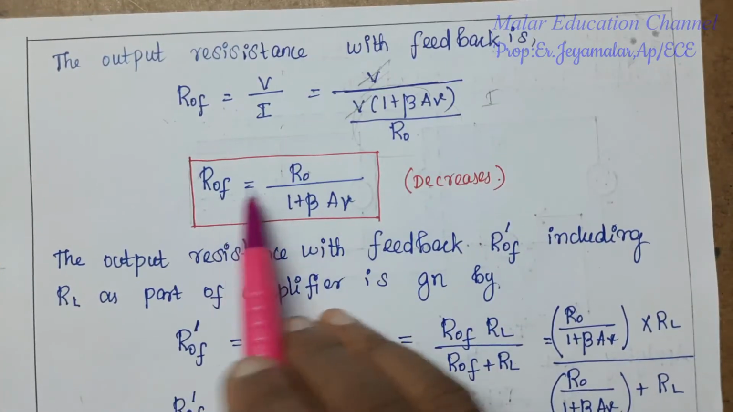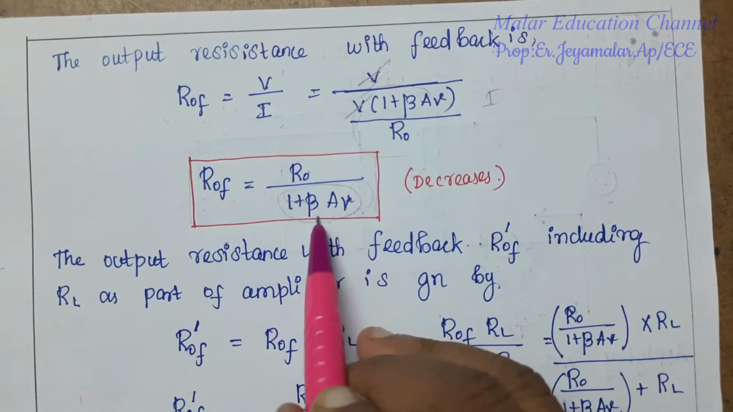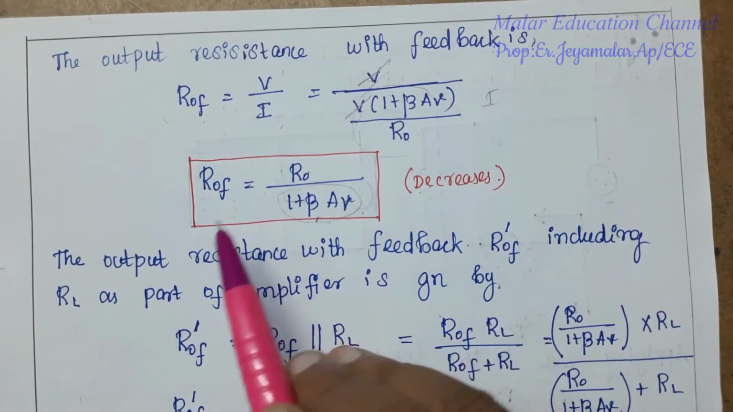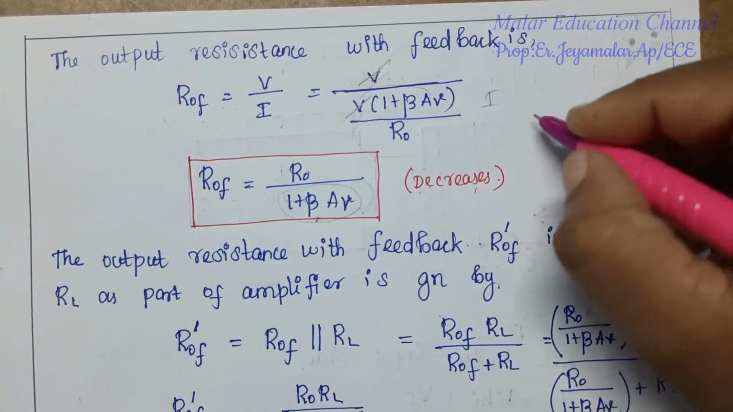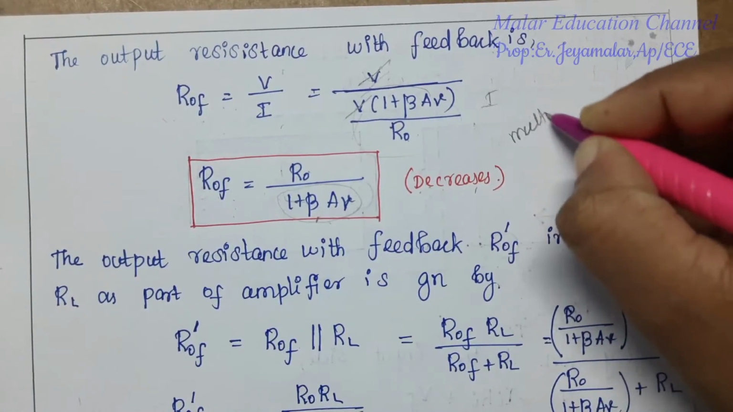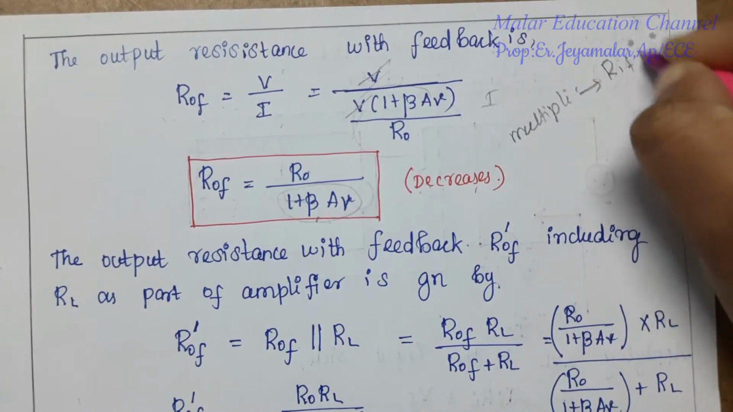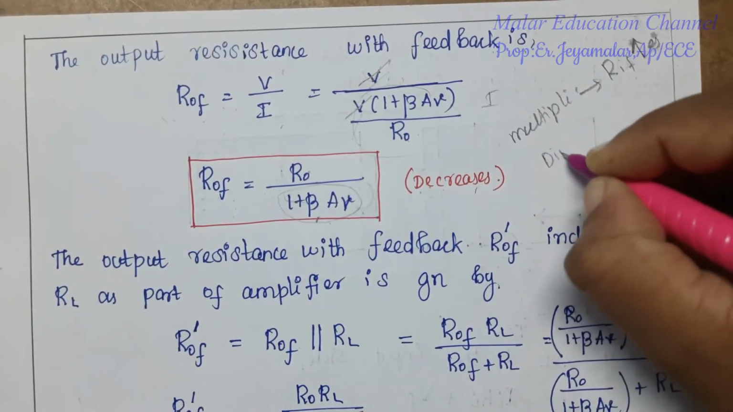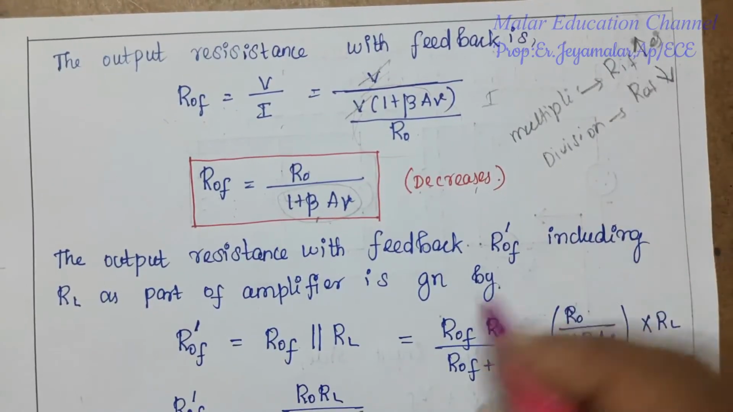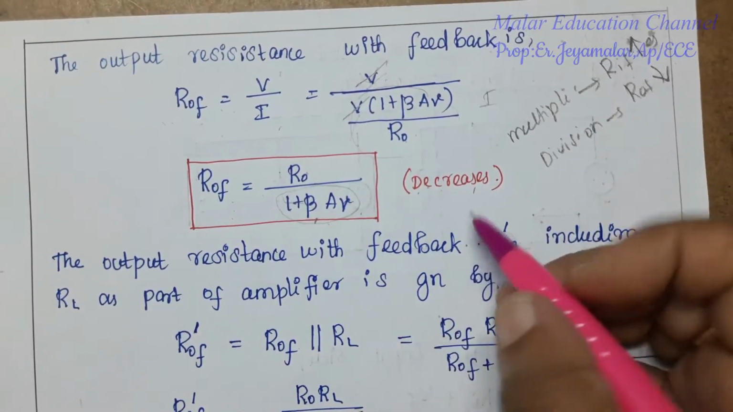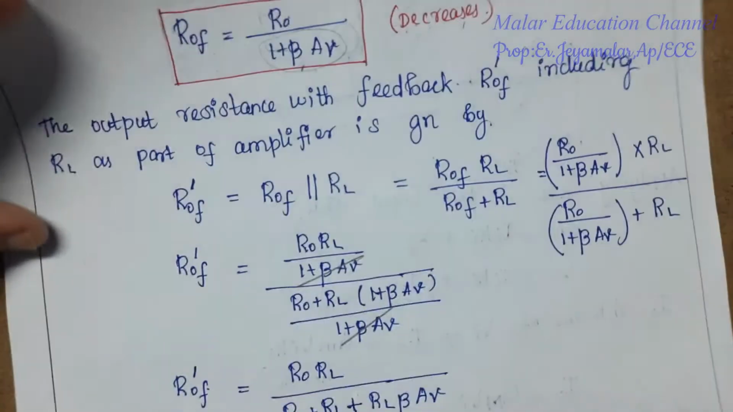See the comparison: here 1 plus beta Av is in the denominator, which means the output resistance of the voltage series feedback amplifier decreases. We know that for multiplication, R input F increases, and for division, R output F decreases. This is the concept of increasing and decreasing. For output calculations, there is one more additional step, and that's the very easiest step.